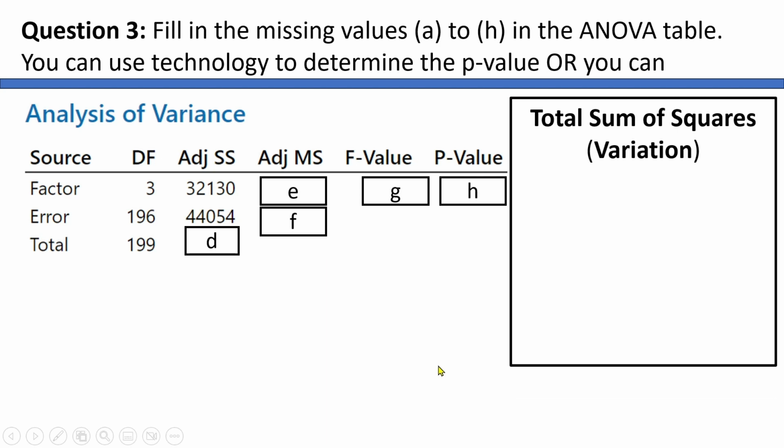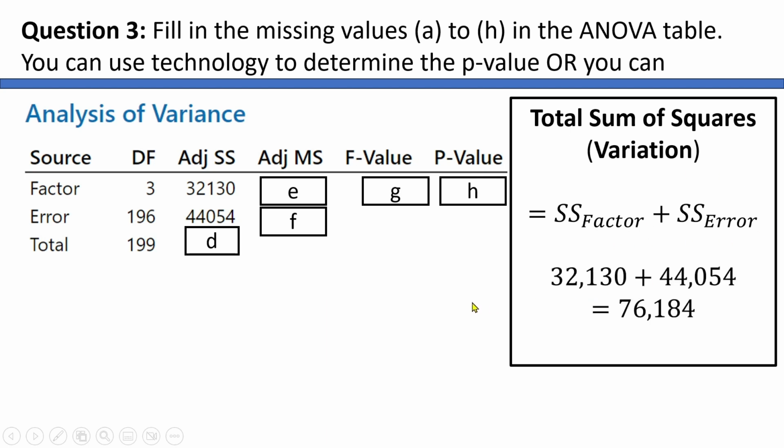So next we're looking at the total sums of squares. It's important to remember that sum of squares is a measurement of variation. So here we're looking for the total variation, a quantification of the total variation of the data. The total sums of squares is just equal to the sum of the variation due to the factor plus the variation due to the error. And so that's easy. We just add those two numbers together and we get 76,184.